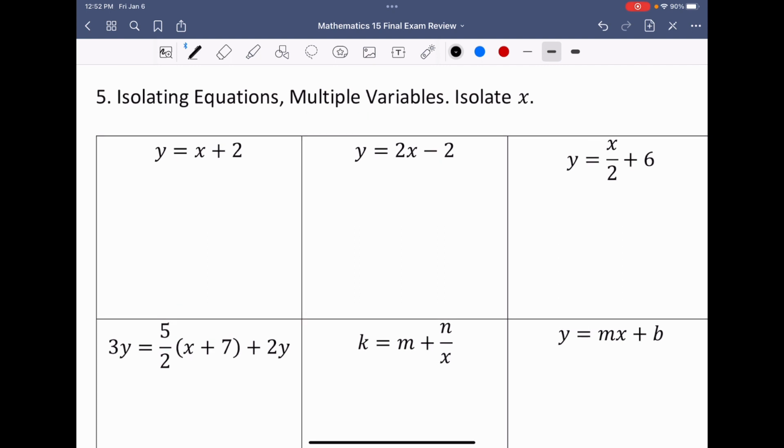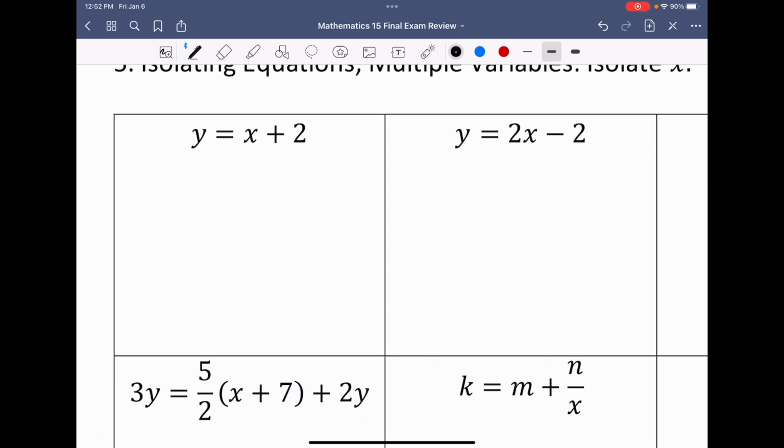All right, isolating an equation with multiple variables. If we want to isolate for x in all of these, all we have to do is realize that there's some other variable going on. It just needs to be on the opposite side of x and isolated. So in the first equation here, if we want to isolate for x and our goal is to just have x on one side all by itself, we only have one step here. I just need to take away that 2 that's being added to the x there.